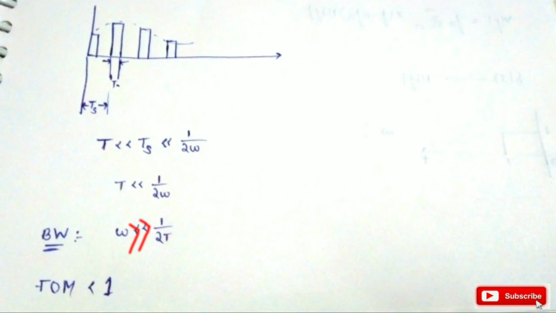Bandwidth of the flat top sampling is greater than 1 by 2T. If we see that for one pulse to be on, the time period is given by T, and Ts is the time period for the rectangular cycle. As we know that the time period is the reciprocal of the frequency, and we change the frequency into omega, then T will be less than 1 by 2 omega. So we got omega greater than 1 by 2T, and the figure of merit is less than 1.